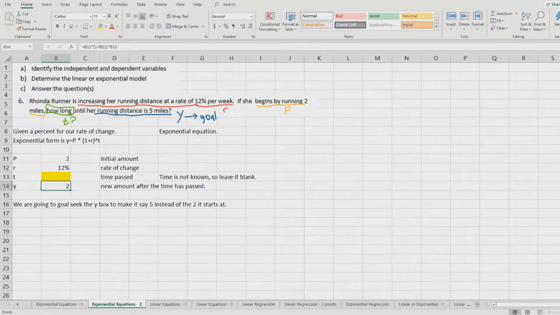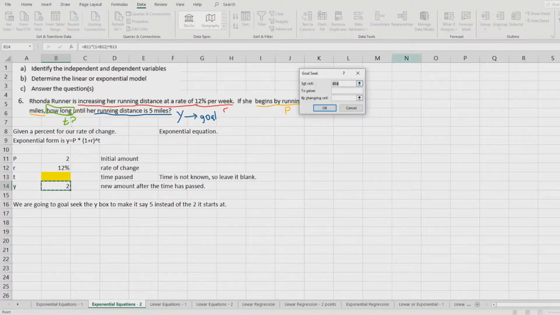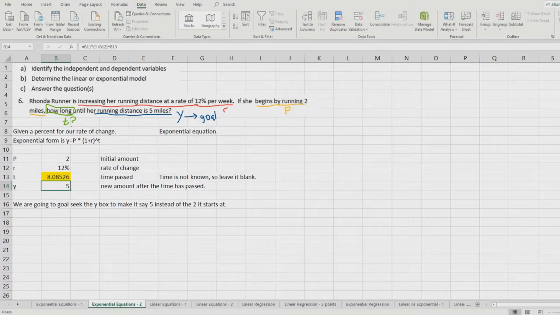So we click the y box, go to data, go over here to what if, and say goal seek. We goal seek it to a value of 5 and enter 5 in the center box, by changing the cell that I've painted gold, that's the T. Click on the T box, and now press enter, and the correct answer will pop into the T box because Excel generates it for us. We get 8.08526.